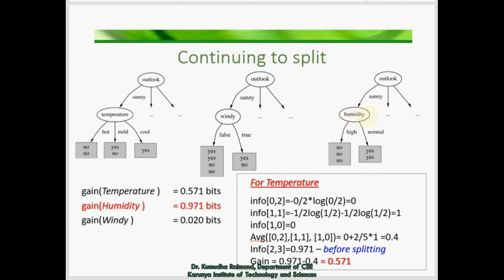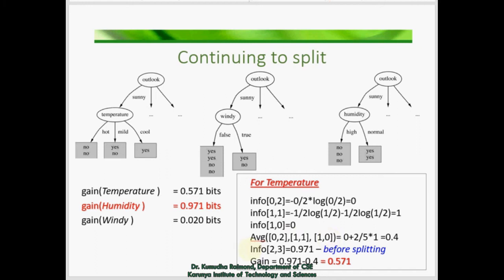One point that we need to note over here: for example, there is a calculation that is shown for temperature. For this particular portion, the information gain is 0.571, which is written over here. One important point is how to calculate the gain. I've calculated the entropy for all the 3 values, that is temperature equal to hot, mild, and cool. And I've calculated the average entropy values also.